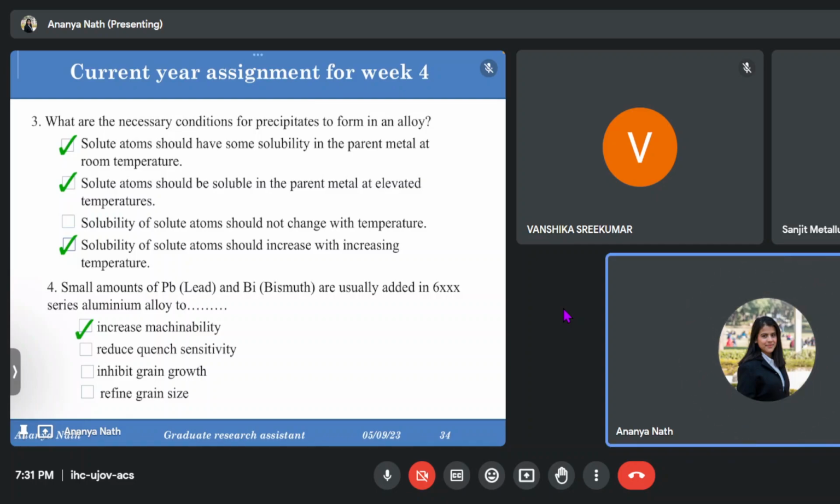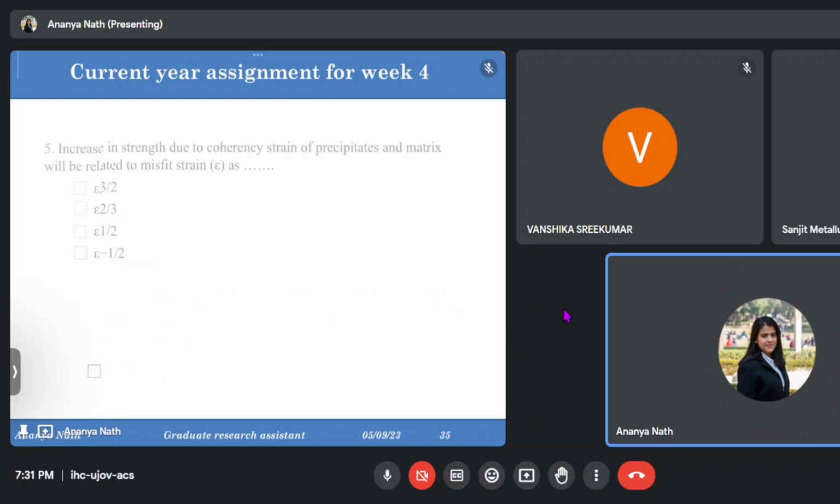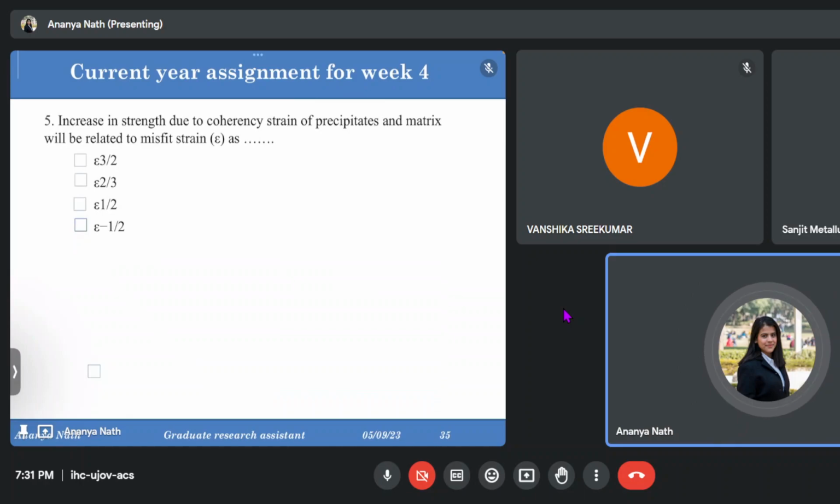Yeah, the quench sensitivity is low due to all the alloying elements, not only lead and bismuth. These two are typically added for more machinability, but quench sensitivity is low because of all the alloying elements. Next is the increase in strength due to coherency. Strain of precipitates and matrix will be related to misfit strength.